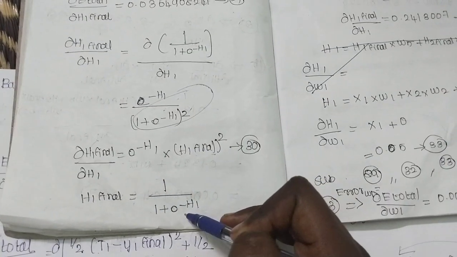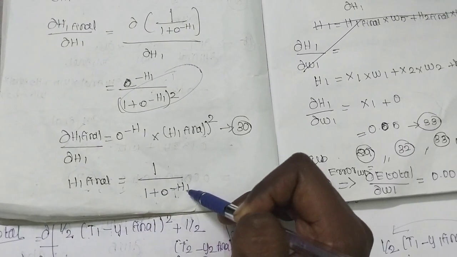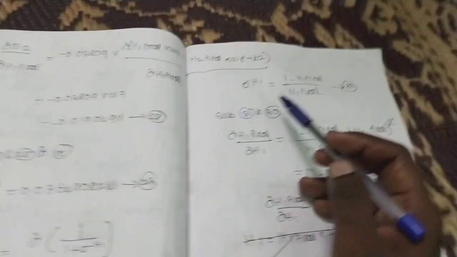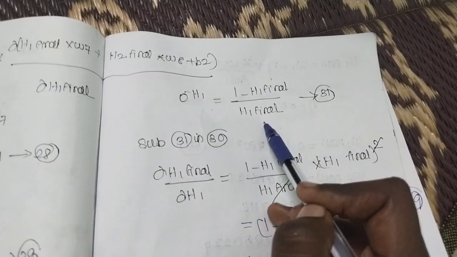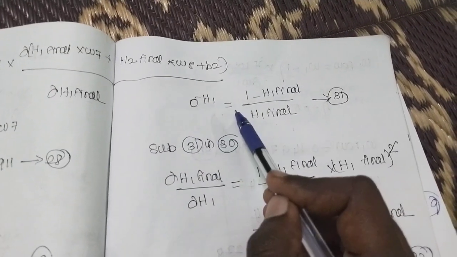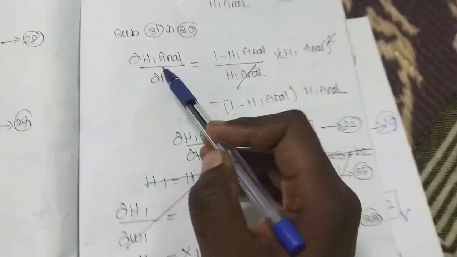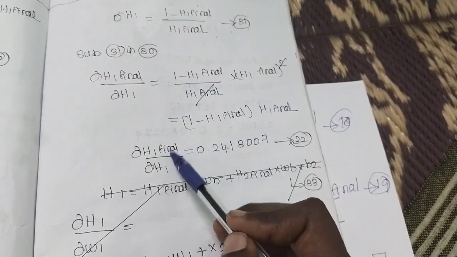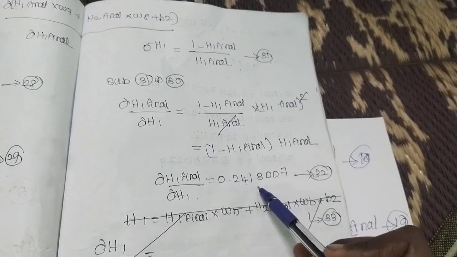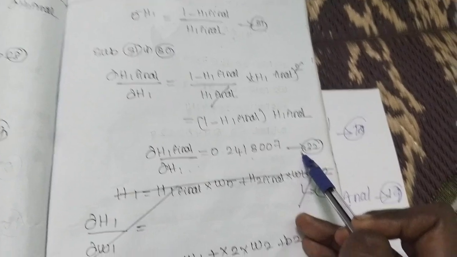I want the value for e power minus h1. So I am writing the equation for h1final, 1 by 1 plus e power minus h1. I am changing this side and taking the LCM. You got finally the e power minus h1 value. This is the same format you may follow for E1 and E2 also, okay. So this is equation number 31. Substitute the value of 31 here, and the terms can be cancelled. You got the value for ∂h1final divided by ∂h1. So this is equation number 32.